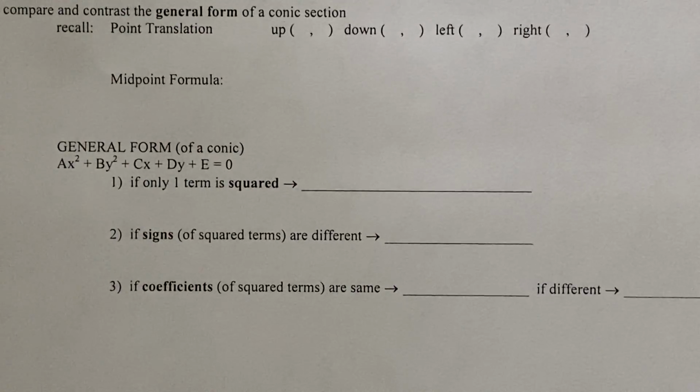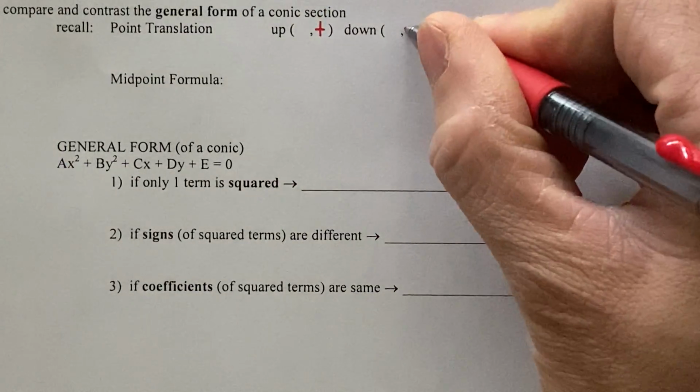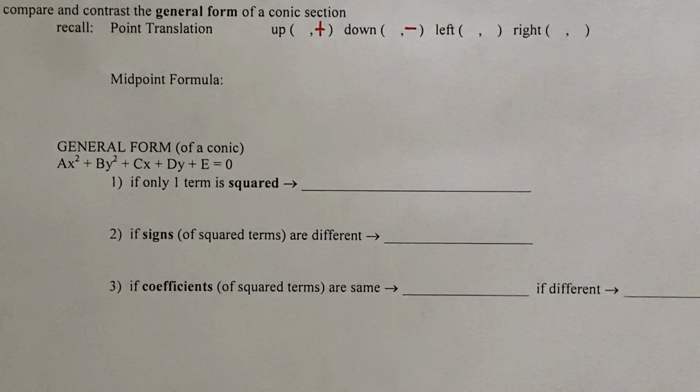We're going to do a real quick recap of some of the main concepts that we know so far. So geometry-wise, point translation: if I want to move anything up, I add to the y-coordinate. If I want to move it down, I subtract from the y-coordinate. So again, up, down is a y-coordinate change, okay?